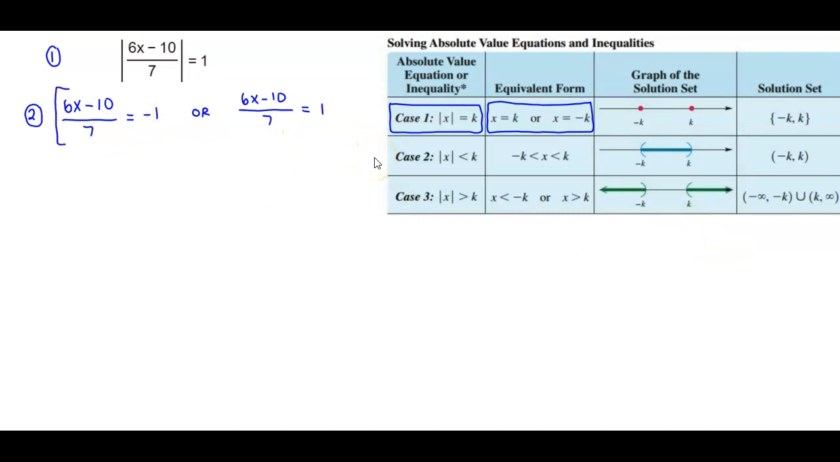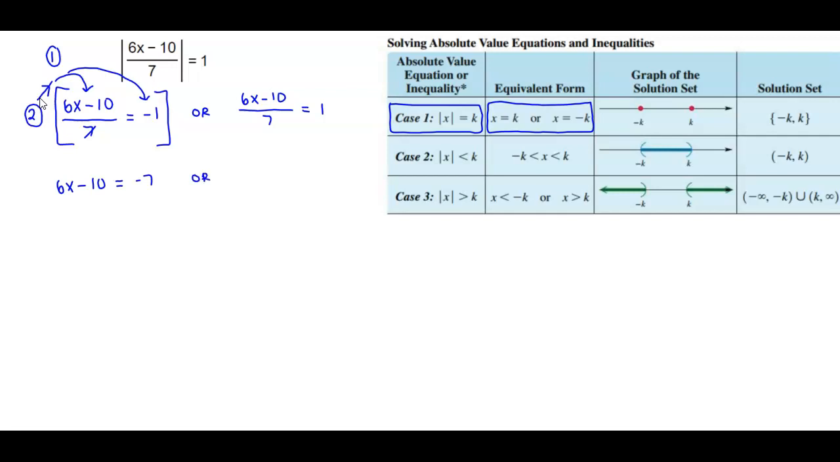So if you take a look here, we're going to multiply both sides by the LCD. Well, the LCD is 7. So if we distribute the 7 to this term, we're left with 6x minus 10, because that 7 divided by that 7 is going to give us 1. And then we're going to distribute the 7 to the negative 1. So 7 times negative 1 is negative 7.